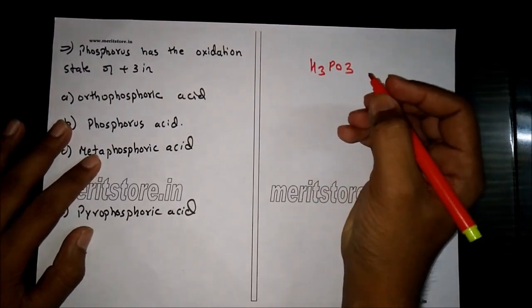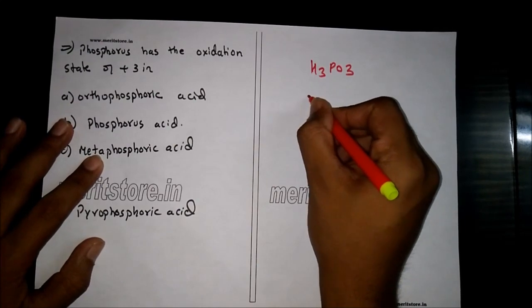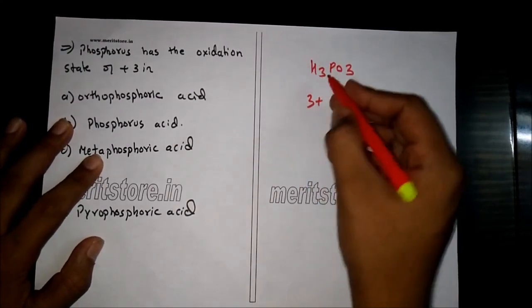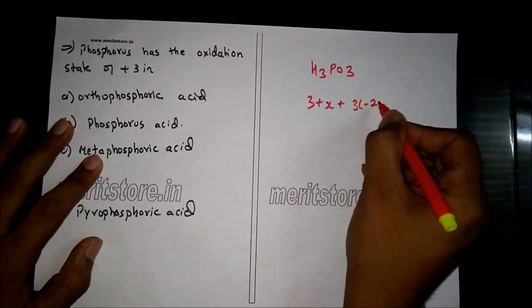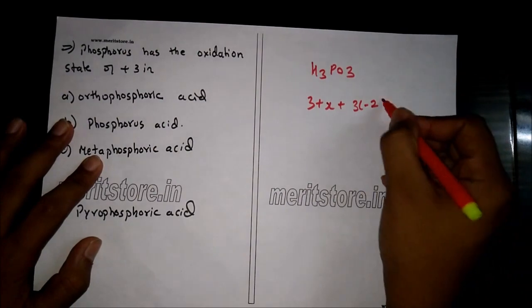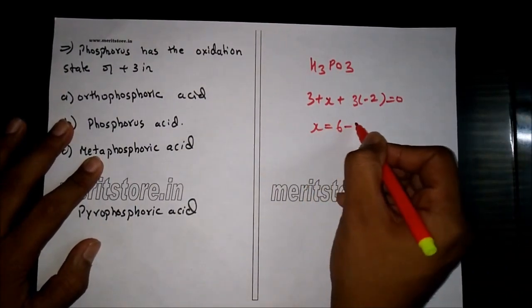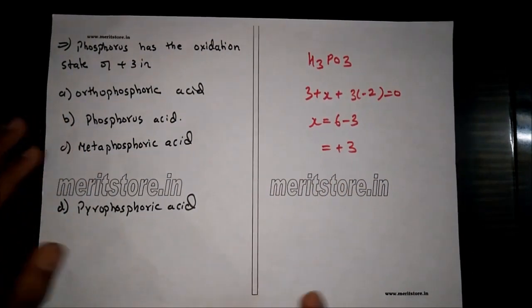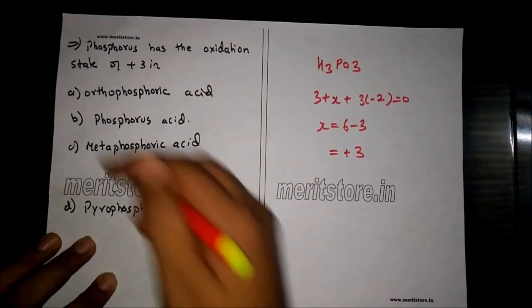Now let the oxidation state of P be X. Therefore, 3, which is the oxidation state of hydrogen, 1 into 3, 3 plus X, plus 3 into minus 2, which is the oxidation state of oxygen, is equal to 0. Therefore, X is equal to 6 minus 3, which is equal to plus 3. Therefore, phosphorus has an oxidation state of +3 in phosphorus acid, which is option B.